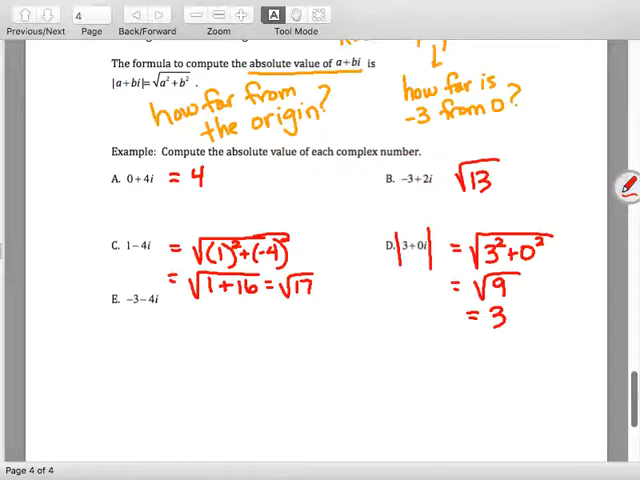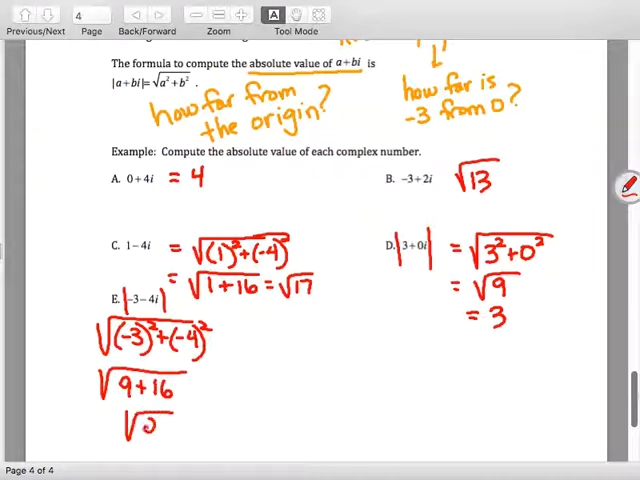Now, this is not an equation. Sometimes I see people put plus or minus because they're remembering the square root property for solving quadratics, but this is not a quadratic equation. All right, last one. If I want the absolute value, it's the square root of -3 squared plus -4 squared. So this is 9 plus 16, square root of 25, which is 5.